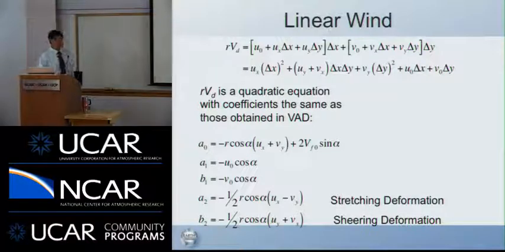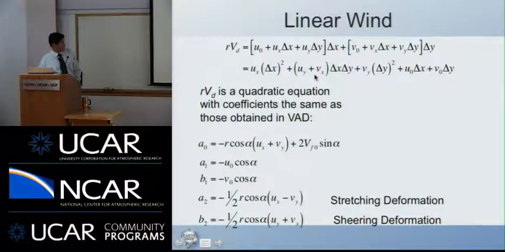This shouldn't be a surprise. R times Vd is essentially a coordinate transformation. Okay, coordinate transformation should not give you more information than its original form, but the information is displayed in a somewhat different shape. Okay.